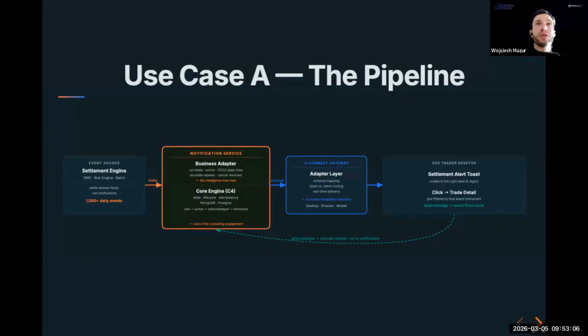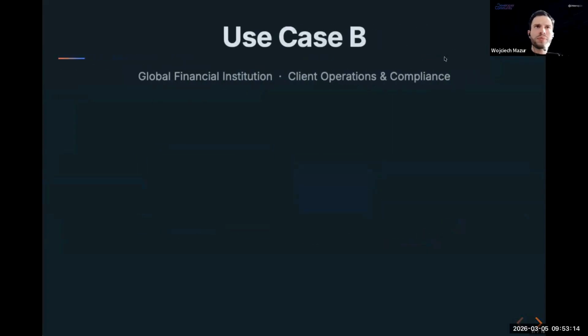So yeah, you have one routing layer, and to add a new event source, you extend the business adapter rules, not the delivery infrastructure. But I wanted to show you another example, a different team, a different problem, but the same routing pattern.